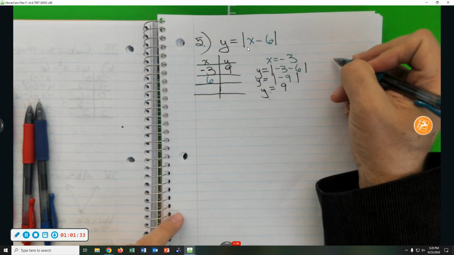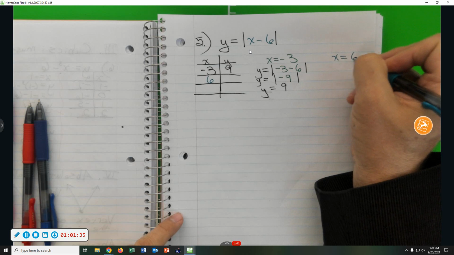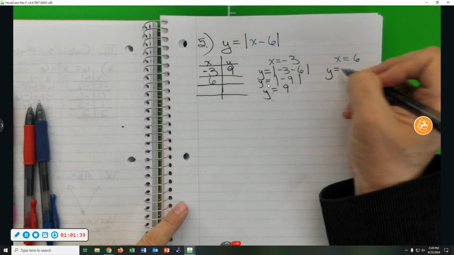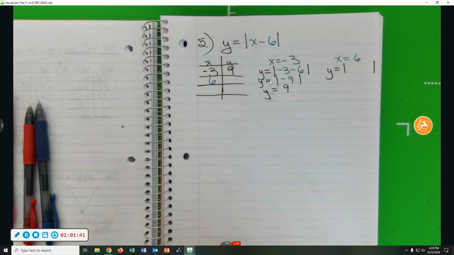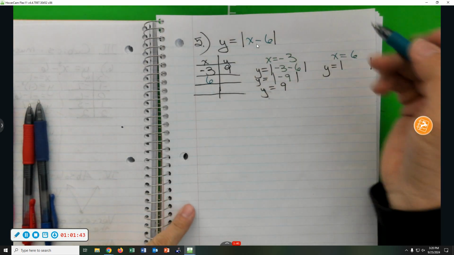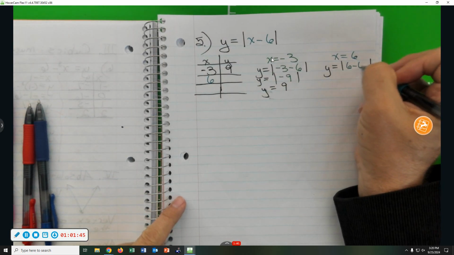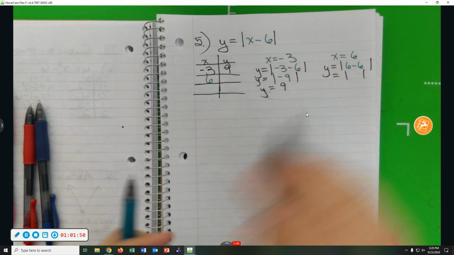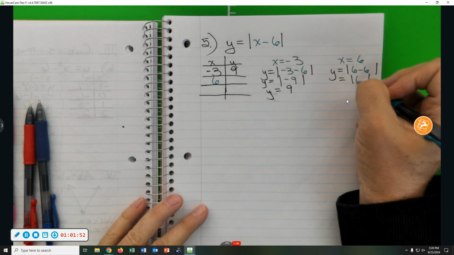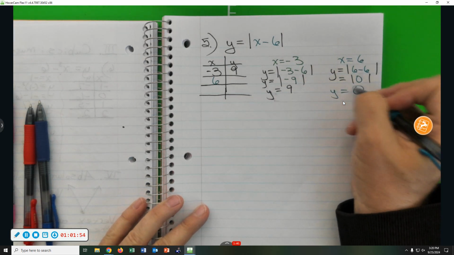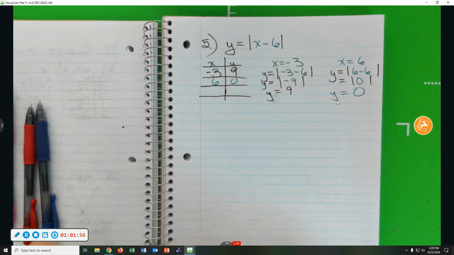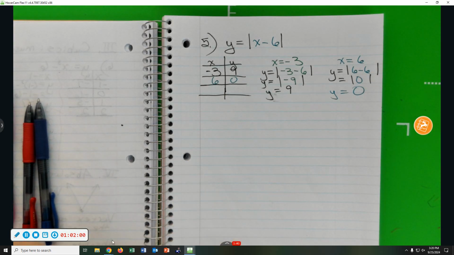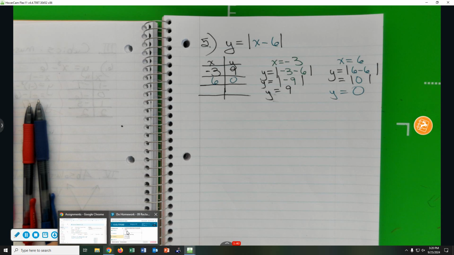Plug in 6 for x. Then you're going to have y equals the absolute value of 6 minus 6. 6 minus 6 is 0. What's the absolute value of 0? 0. So 6, 0, that's going to be where the sharp point is on the graph.